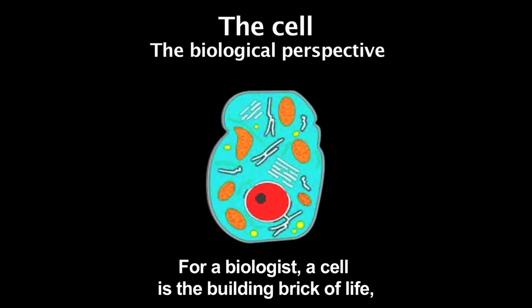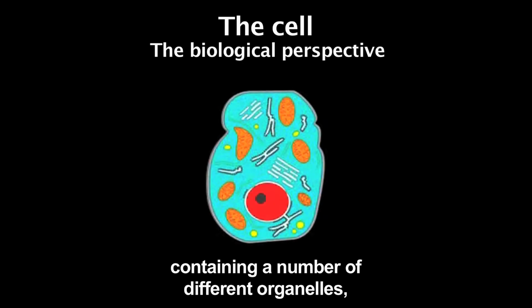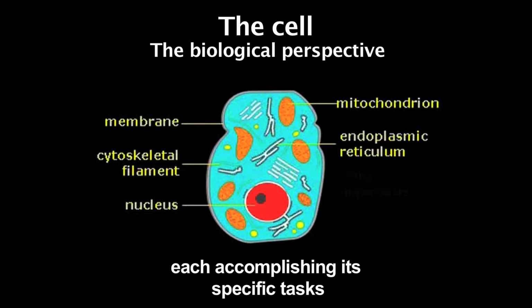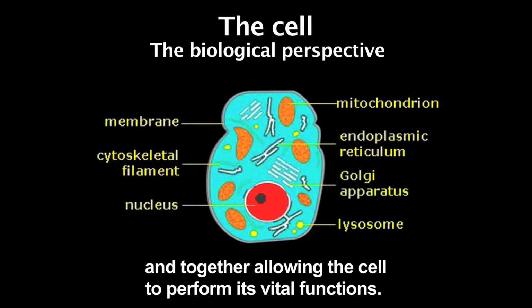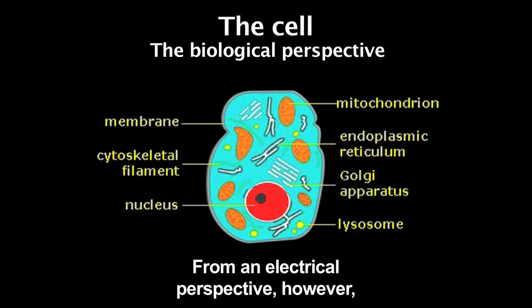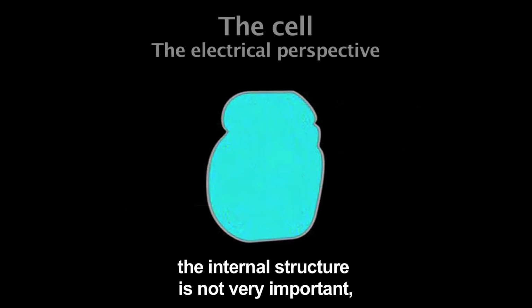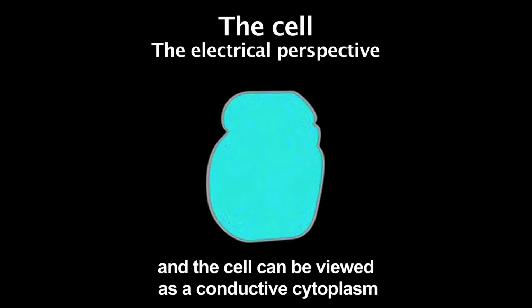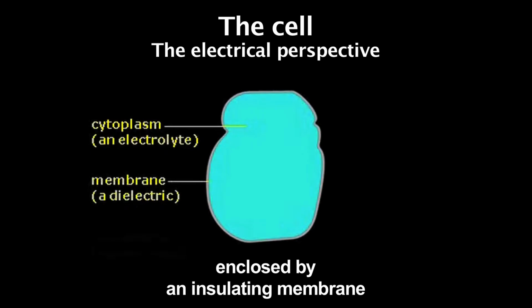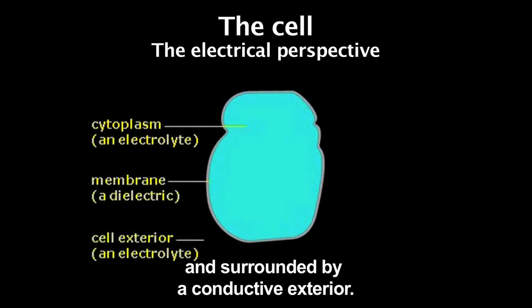For a biologist, a cell is the building brick of life, containing a number of different organelles, each accomplishing its specific tasks and together allowing the cell to perform its vital functions. From an electrical perspective, however, the internal structure is not very important, and the cell can be viewed as a conductive cytoplasm enclosed by an insulating membrane and surrounded by a conductive exterior.